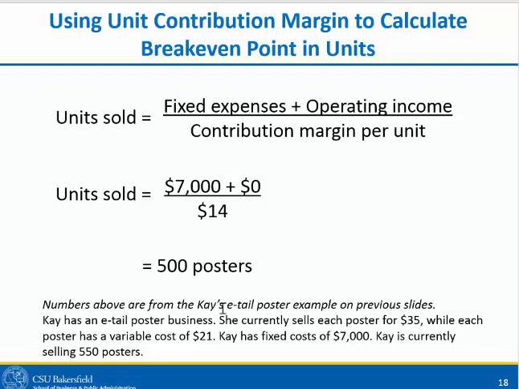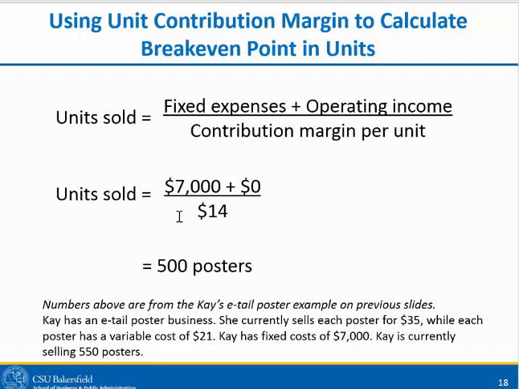So if we go back to the case example, say K has an Intel poster business. She currently sells each poster for $35, each poster has a variable cost of $21, and K has a fixed cost of $7,000. K is currently selling 550 posters. Let's take a look: can we find the break-even point for K's business?